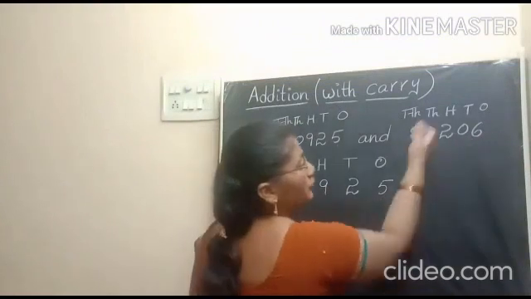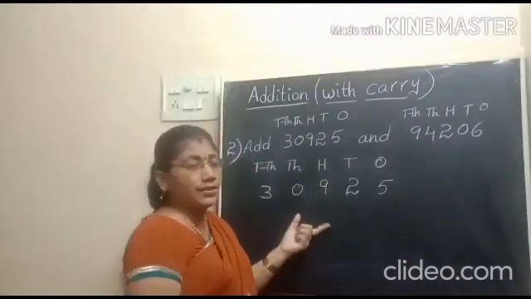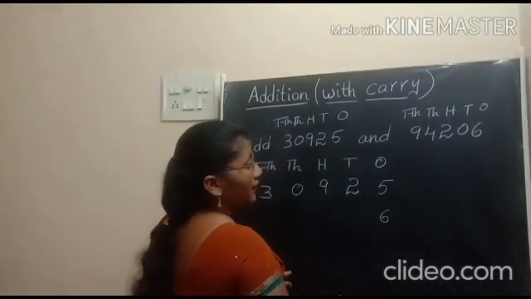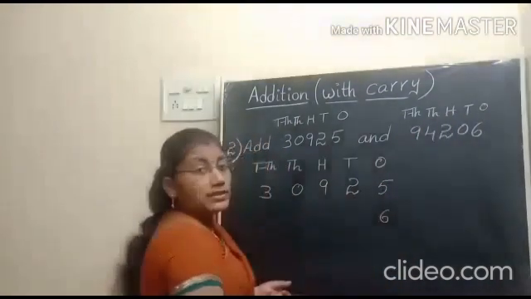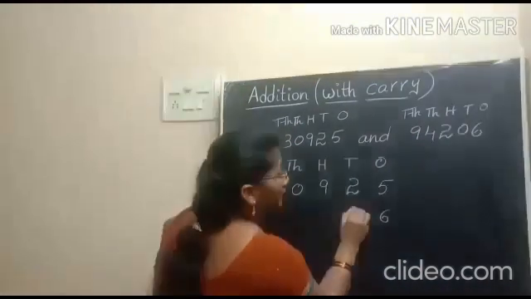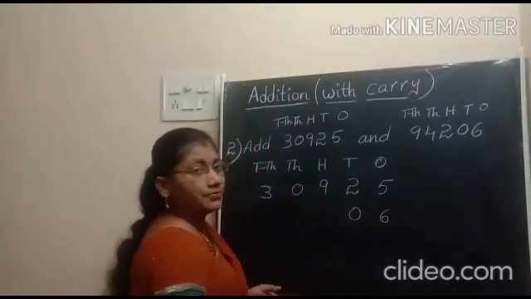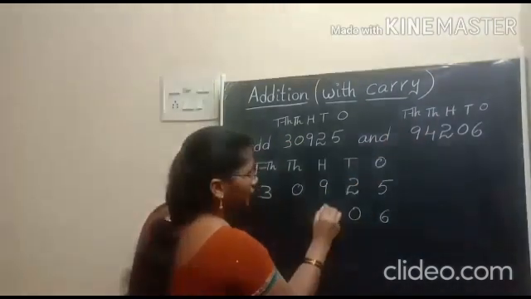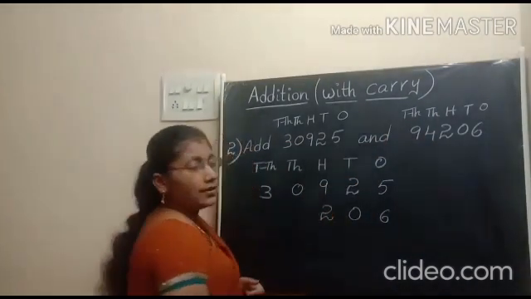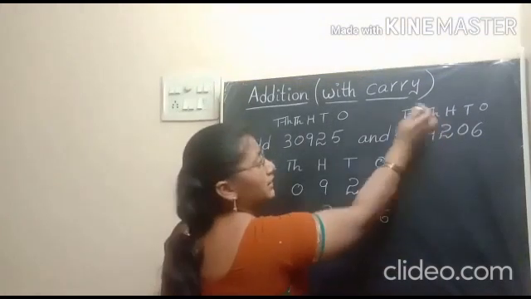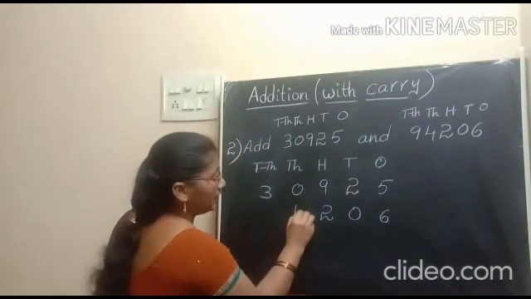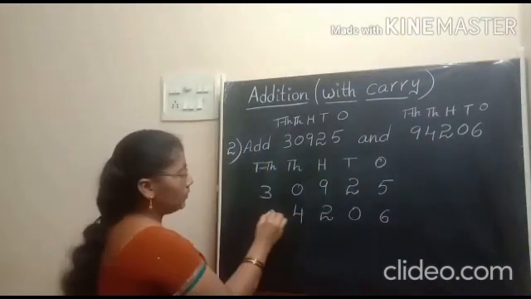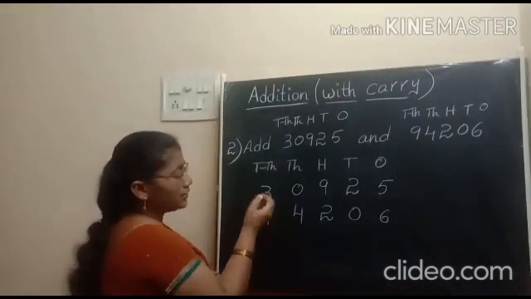Now, you have to arrange these digits here. 6 is in ones place, write that. 0 is in tens place, so simply write 0 in the tens column. Next, 2 is in hundreds place, so write 2 in the hundreds column. 4 is in thousands place, write that one. 9 is in 10,000s place, simply write 9 in the 10,000s column.